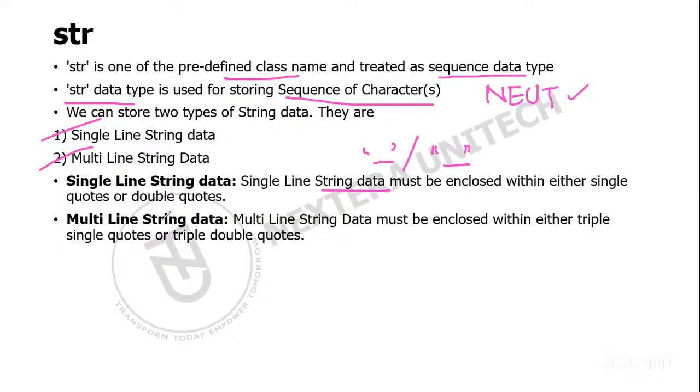But coming to multi-line string data, the data will be enclosed with triple single or triple double quotations. Triple single or triple double quotations is what we have to use for multi-line string data. So that makes the difference between single line and multi-line string data. Okay, so very simple. Let us also work out some examples related to str.